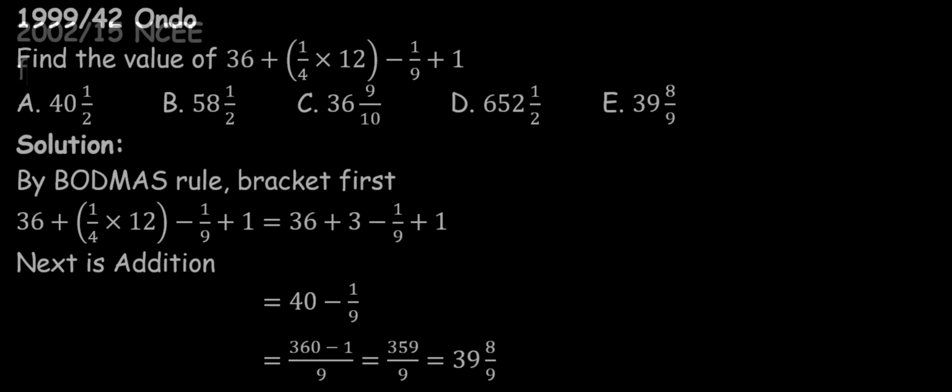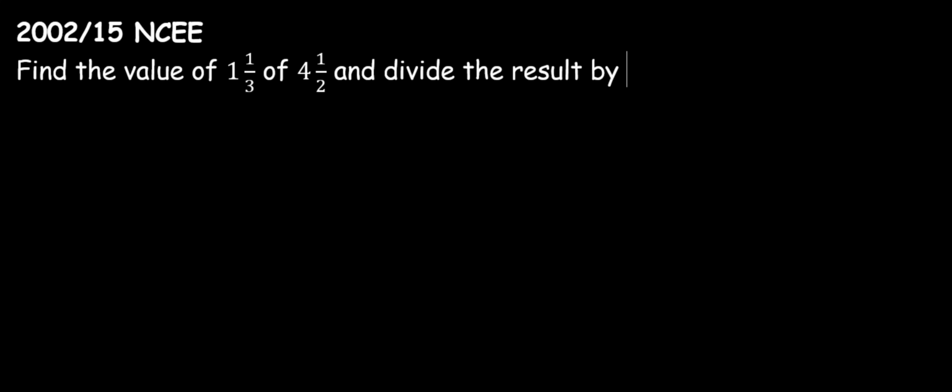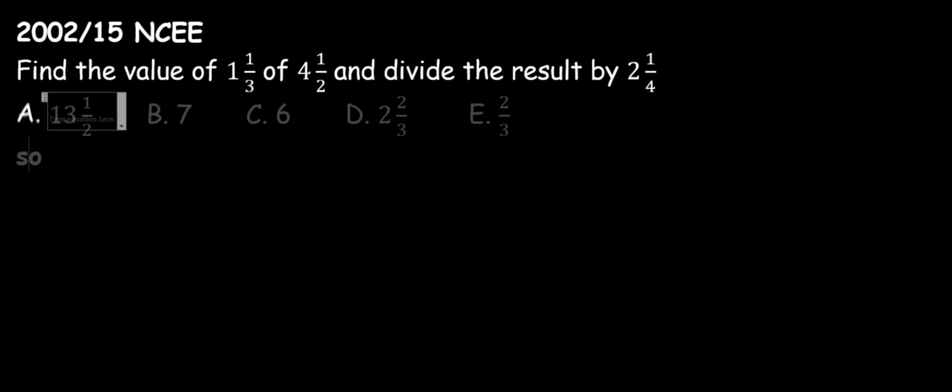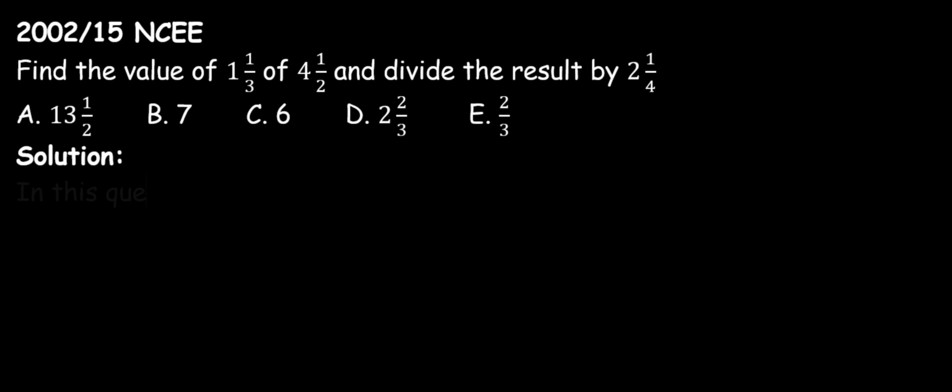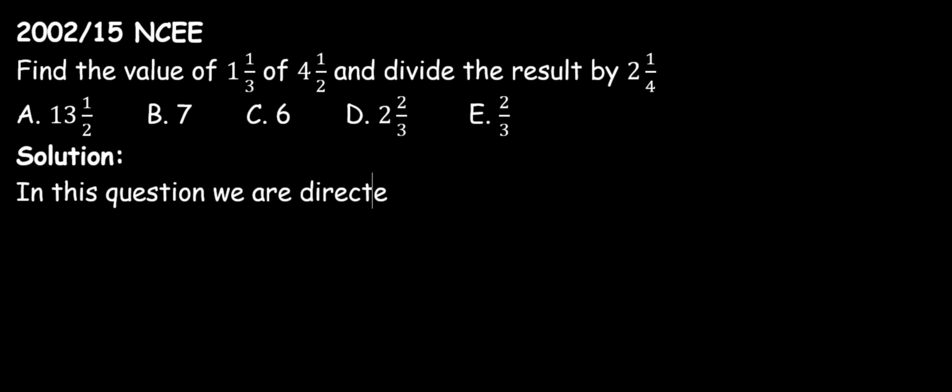Another example. Find the value of 1 whole number 1 over 3 of 4 whole number 1 over 2, and divide the result by 2 whole number 1 over 4. The options are given. Solution. In this question, we are directed on what to do.